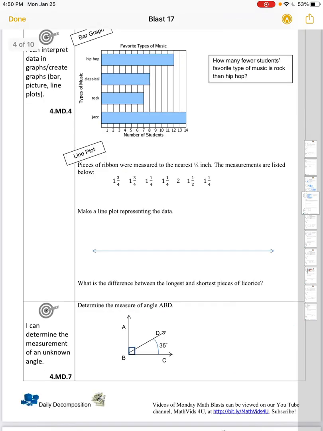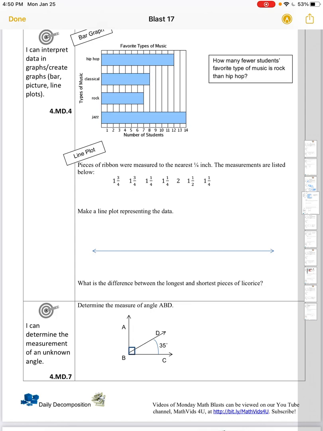On the back side, we have "I can interpret data in graphs, create graphs, bar, picture, or line plots." So we're given a bar graph initially here. How many fewer students' favorite type of music is rock than hip hop? Well, the title of our graph is favorite types of music.